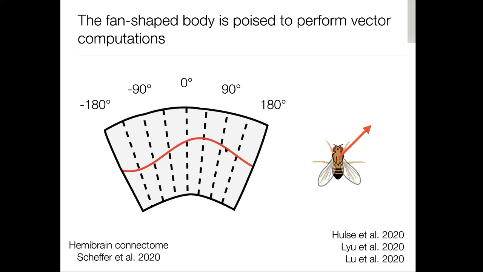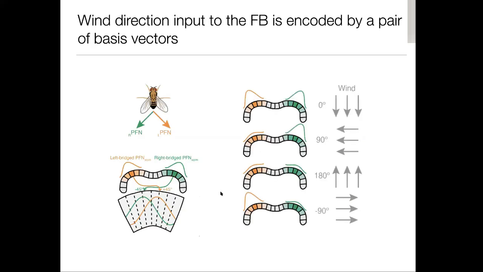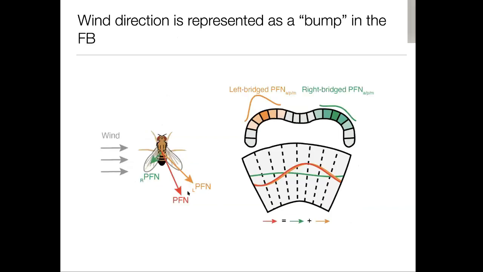Okay. And I showed you in the middle part of my talk that these PFN inputs to the fan-shaped body encode wind direction as the activity of two basis vectors. Okay, and so those neurons will sum onto their outputs in the fan-shaped body and produce a single bump of activity whose location and intensity represent the direction of the wind.